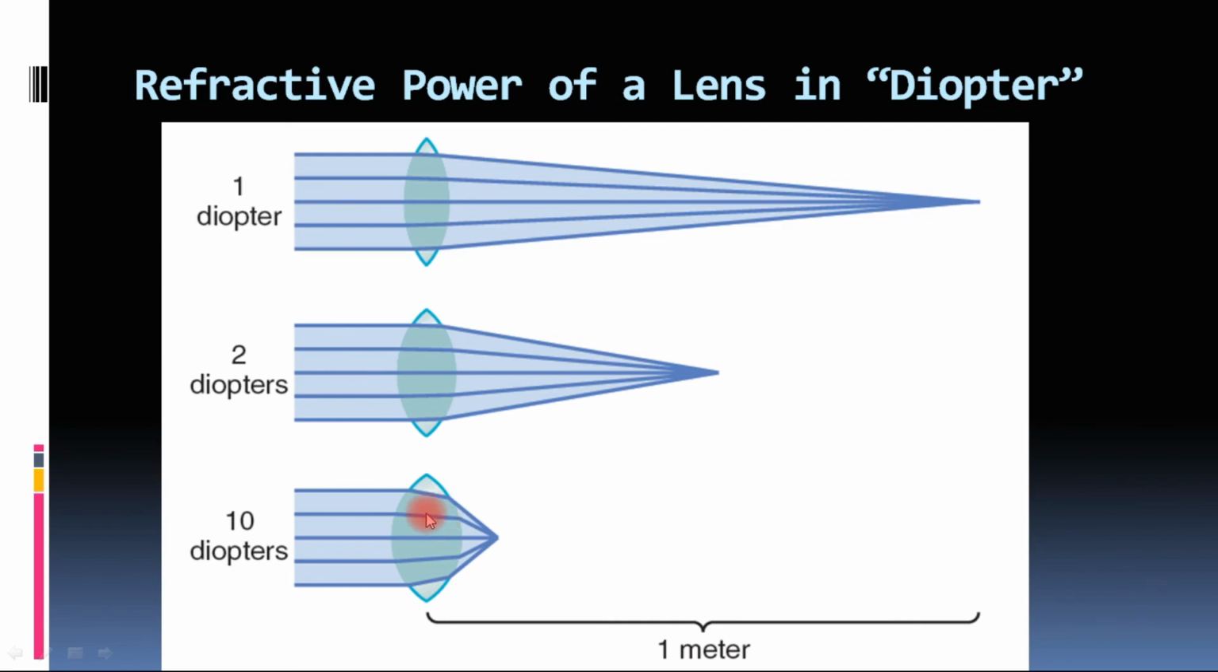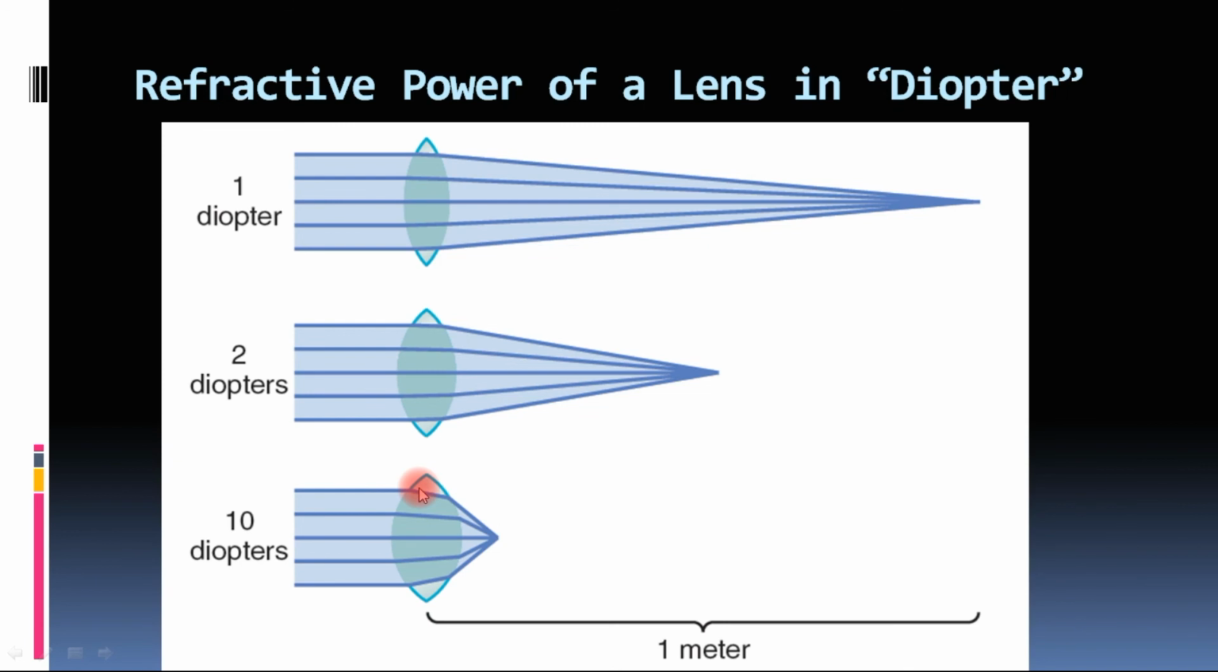If the lens has a focal length of 10 centimeters, then 1 meter divided by 10 centimeters is 10. So this will have a refractive power of 10 diopters. As you can see, the more the diopter, the more is the refractive power, and it can focus the image nearer to the lens. So this is how we can understand the diopter. The more the diopter, the shorter the focal length of the lens.